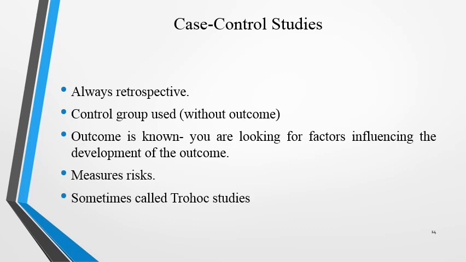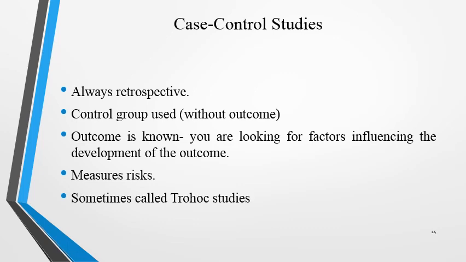We compare which group was exposed to which material or had which kind of characteristics that led to that pathological condition. So we will have two different groups: one group was exposed to a certain situation and the other group was not exposed. And in case control studies, we always know the outcome.